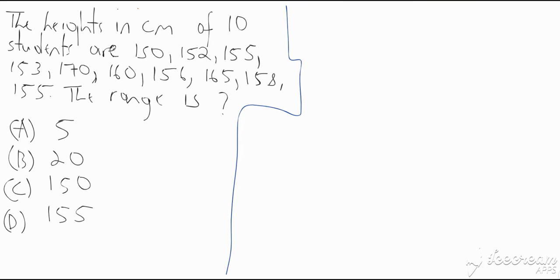So what I actually have to do here is to find the highest value and the lowest value. So as we can see, the highest value is 170 and the lowest value would be 150. So when I subtract those, 170 minus 150 is 20. So my range is 20 centimeters. My answer would actually be B.